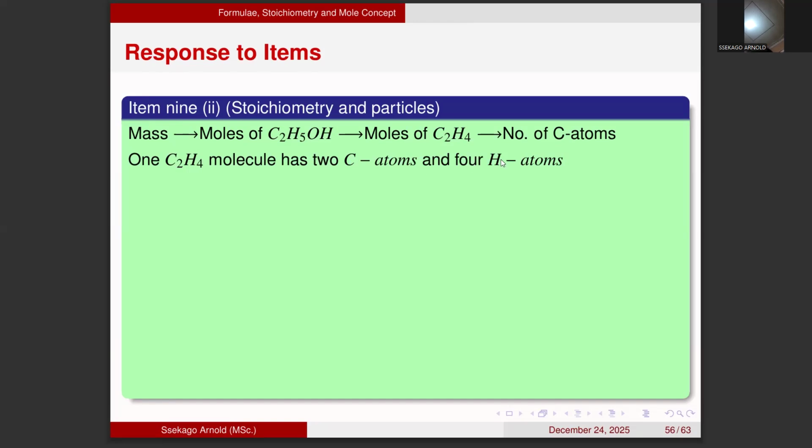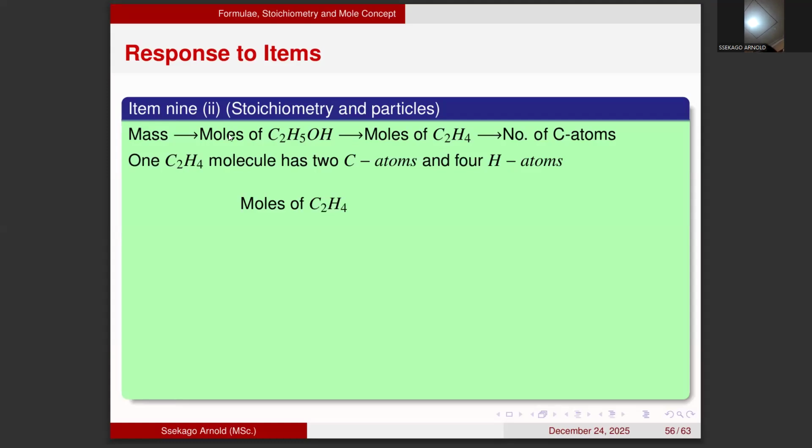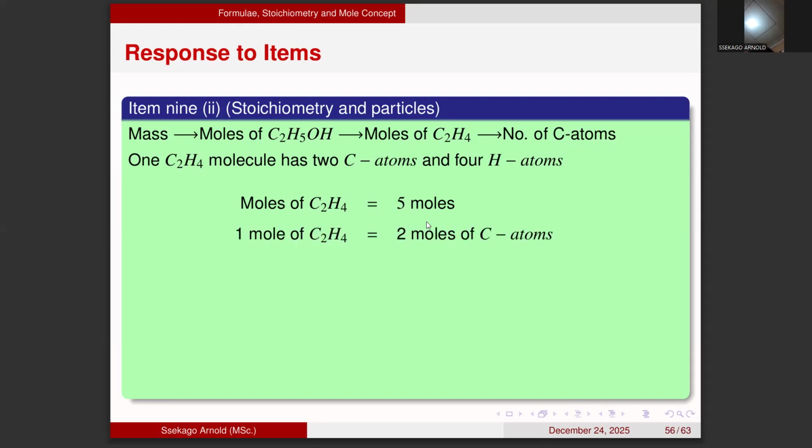So we must find the number of carbon atoms and then find the number of hydrogen atoms independently. In this case, the pathway has been simplified because from Roman 1, we now have the moles of ethylene. We have seen how the moles of ethylene were obtained from Roman 1. We do not need to go through the same steps because it is still the same item, item 9 Roman 2. So we use the previous moles. They will be the same moles.